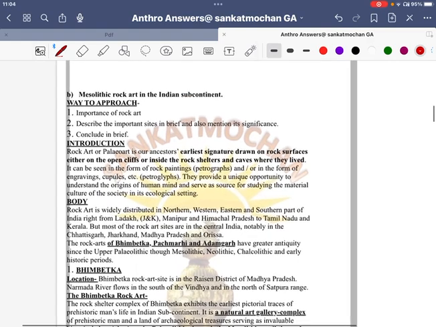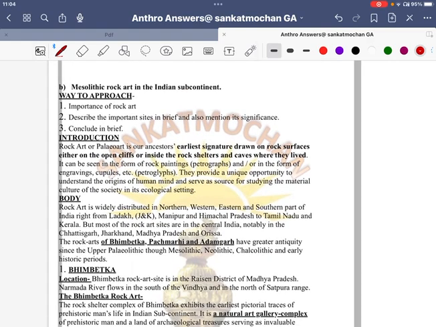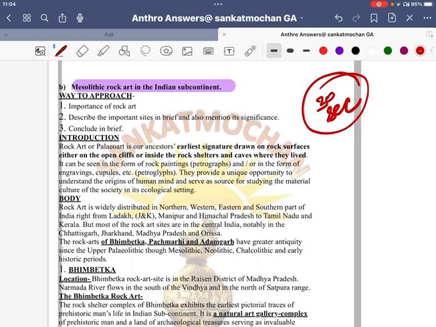Now let's start. First of all, see the question. What is the question? It's Mesolithic rock art of the Indian subcontinent. So friends, here is what we have to write. First, as stated yesterday, take 30 seconds and analyze the question. See what you know about it. If you know something or if you don't, either you have to attempt it or leave it, since this is a compulsory question and it's a 10 marker.